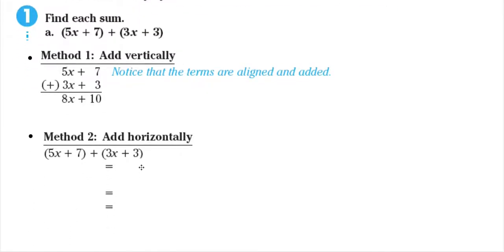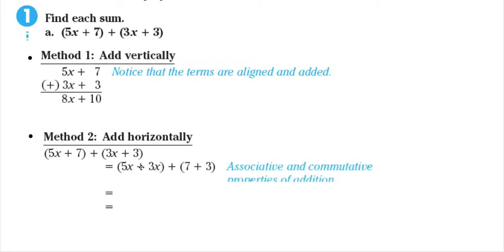And if you notice, when we add them horizontally, the first property that we can apply is the associative and commutative properties of addition. Why associative? Because we are grouping the terms 5x and 3x and 7 plus 3. Why commutative? Because we are moving them as we group them. So we moved the 3 in place of 7, we basically switched the 3 and the 7, and we group them. That's why it's called associative and commutative properties of addition.